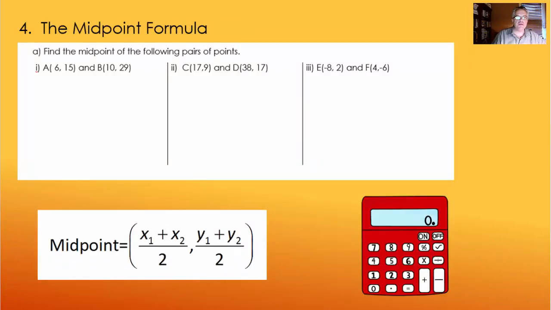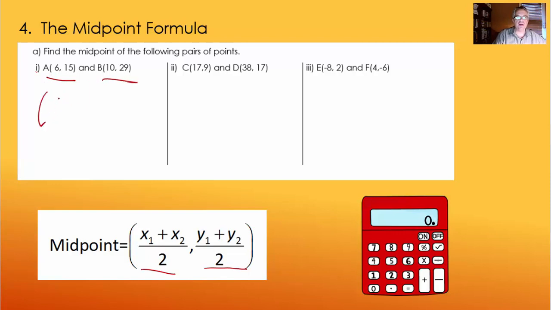So the midpoint formula looks a little abstract. It's got all these x1s and x2s and y1s and y2s, but all it is, is an average. This is the average of the x's, and this is the average of the y's. All right, so let's give it a try. We want to find the midpoint of these 2 points.